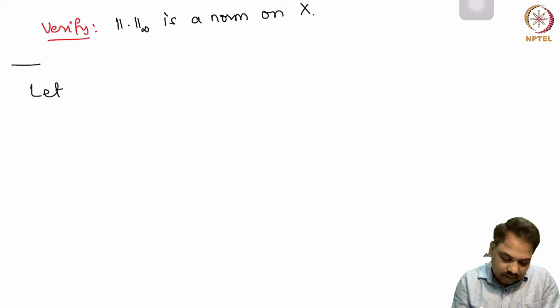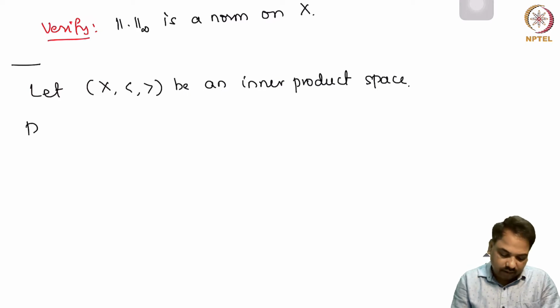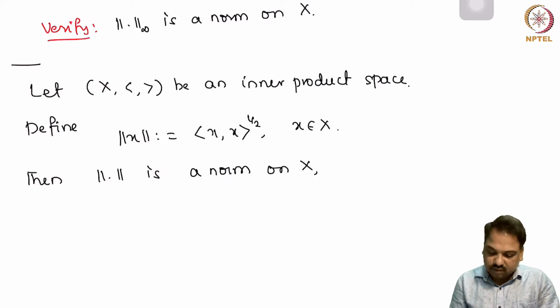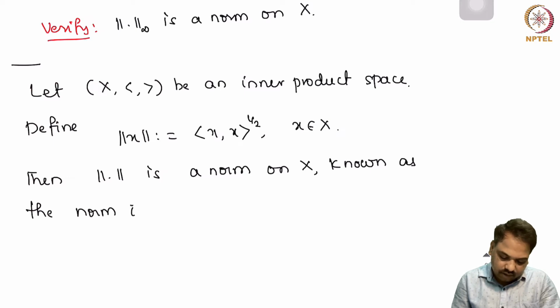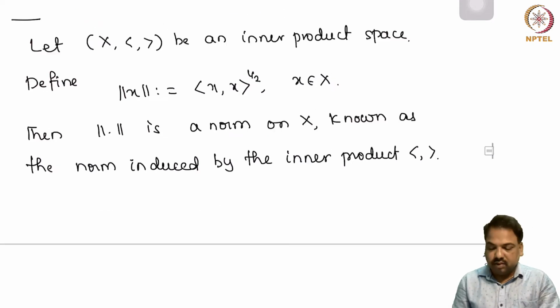So let X be an inner product space. If you define this function, then this is a norm on X, which is known as the norm induced by the inner product. We will see that now.